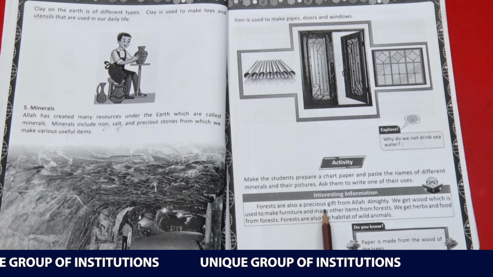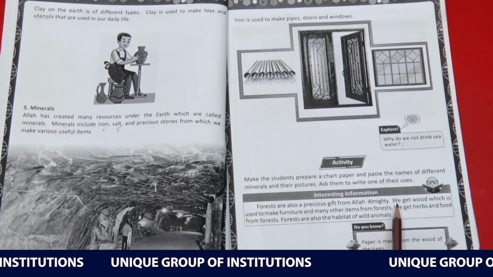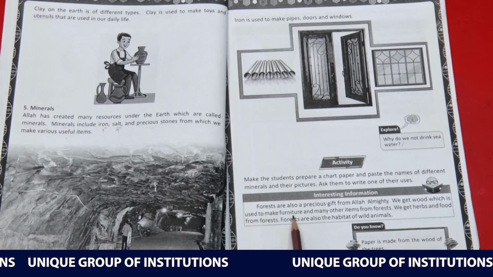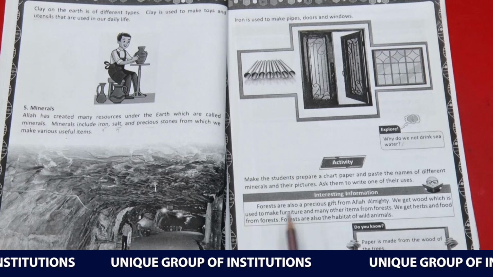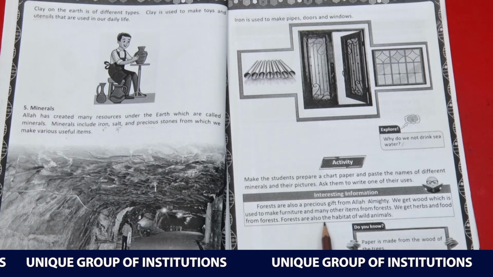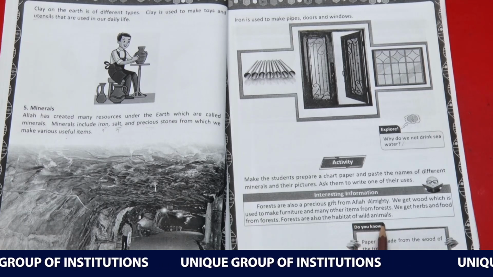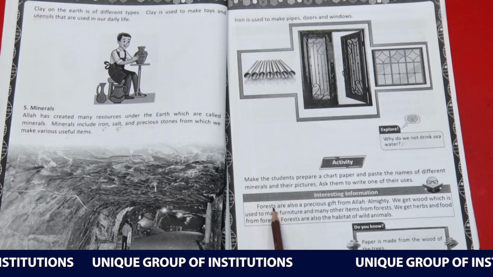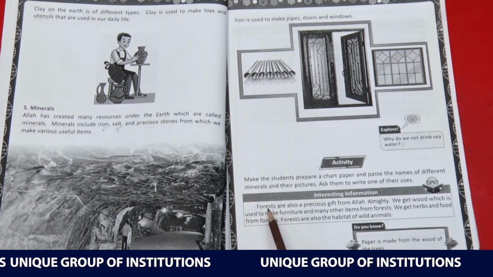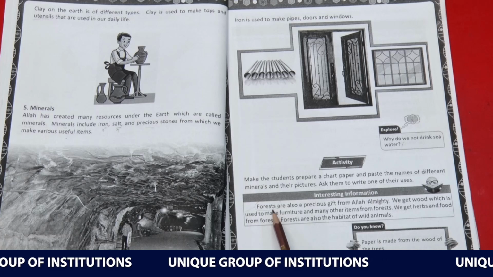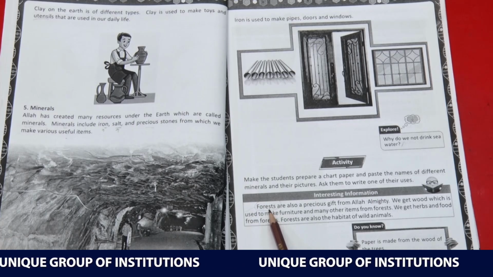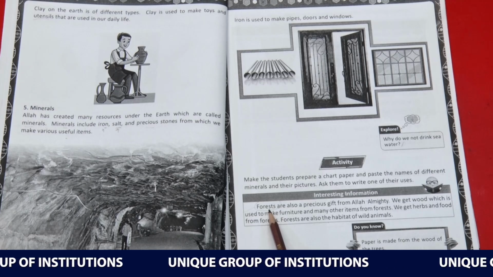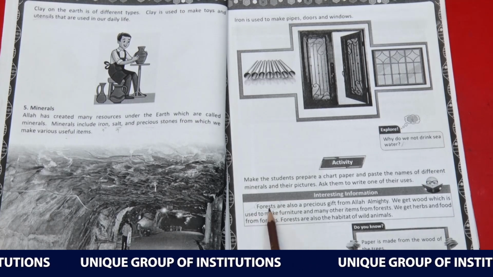Forests are also a precious gift from Allah Almighty. We get wood, which is used to make furniture and many other items, from forests. We get herbs and food from forests. Forests are also the habitat of wild animals. What is basically a forest? Two things make a forest. One is living things, that are wild animals that live in the forest, and the other is plants, the presence of different types of herbs, plants and trees that make up the forest.